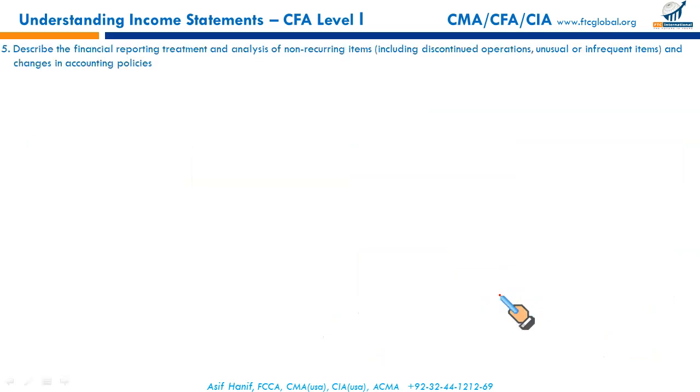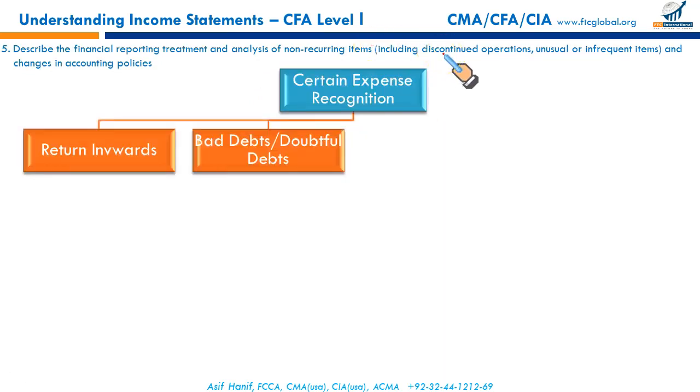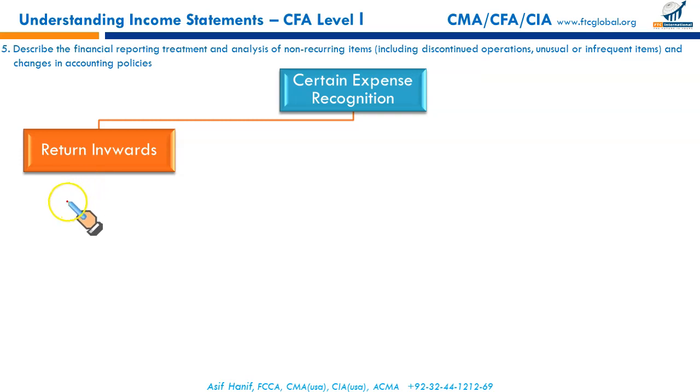Next, we have described the financial reporting treatment and analysis of non-recurring items. We have discussed this one previously. Then we have certain expense recognition. Return inwards, also called sales returns. Let's say we have $100,000. This number is being used repeatedly in all our examples.